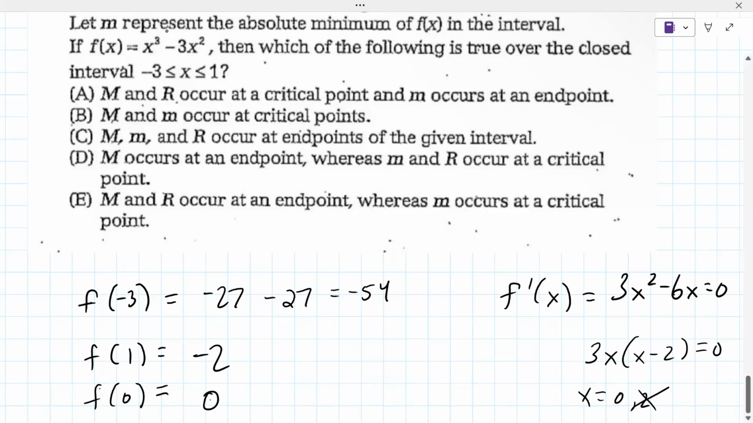So, which is the max? Which is the min? Which is the max and which is the min? Max is f of 0 and min is 1 or -3. Yeah, there you go.